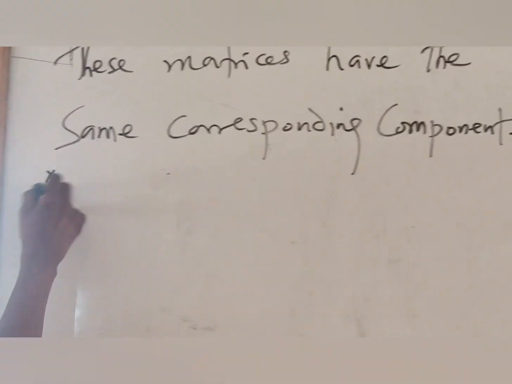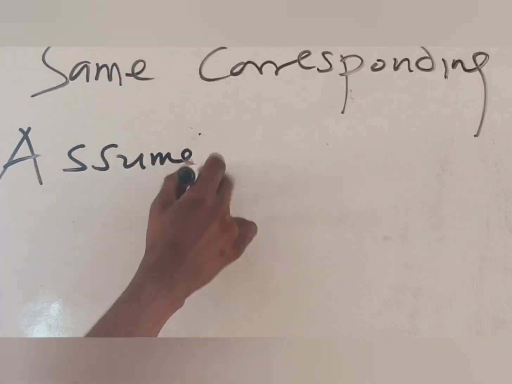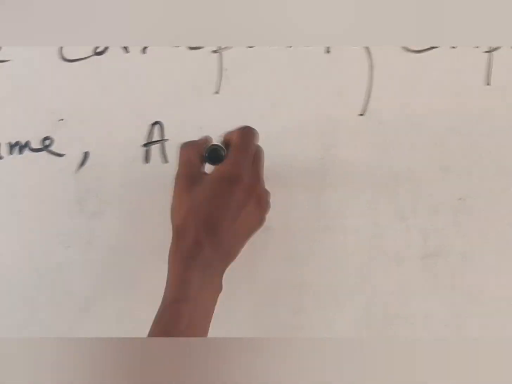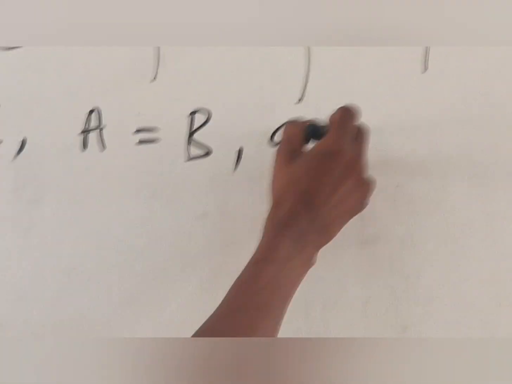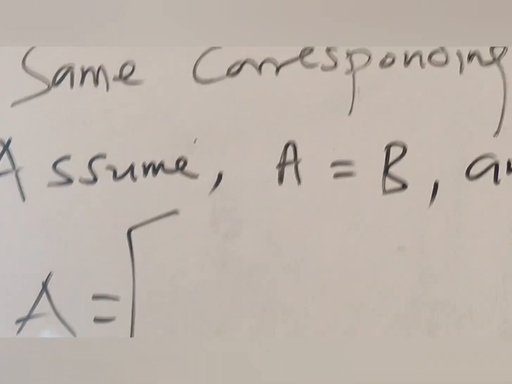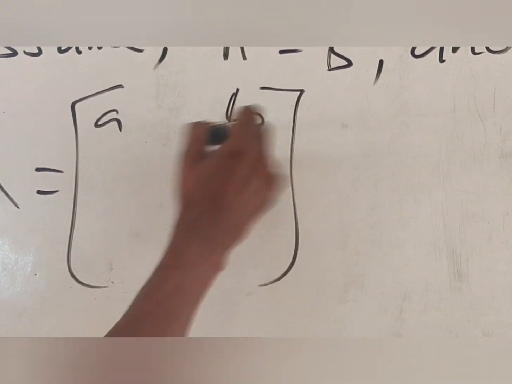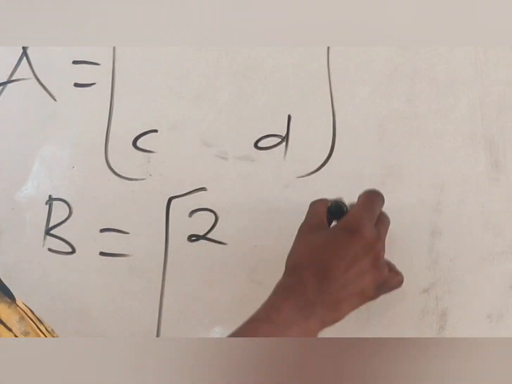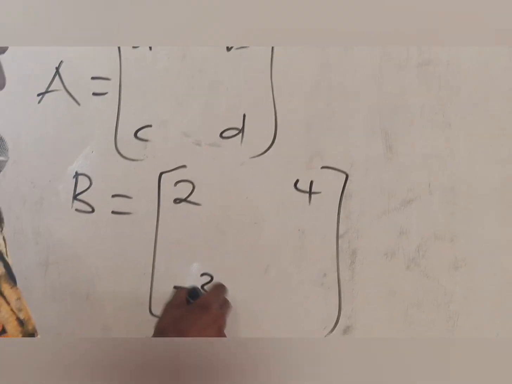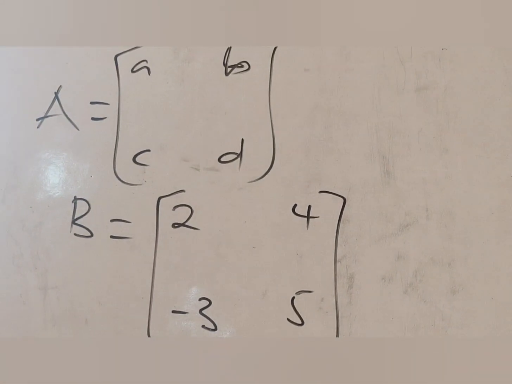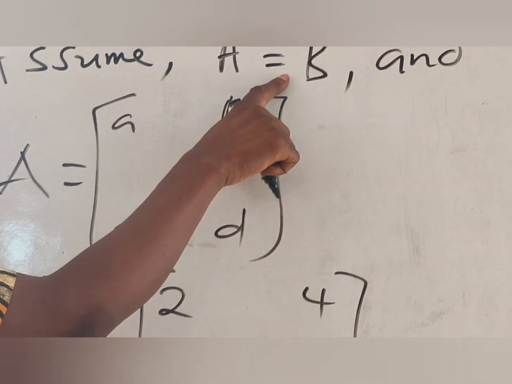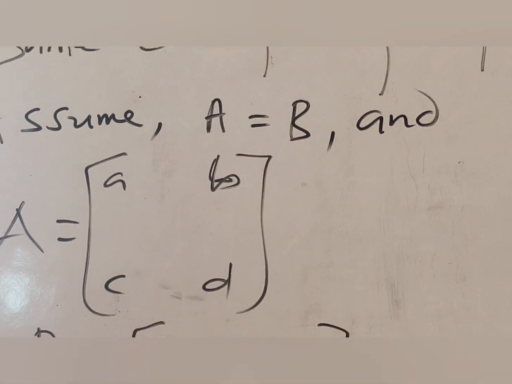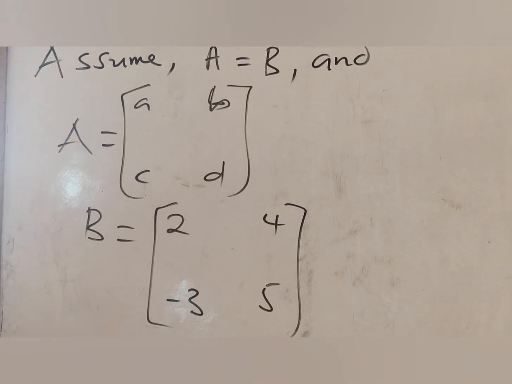No one answering now. These matrices have what? The same corresponding components. Can you see? So assuming that they give us matrix A. They say matrix A is equal to matrix B. A is given as a, b, c, d, and B is 2, 4, negative 3, 5. They say A is equal to B, and any matrices that are equal have what? The same corresponding components.